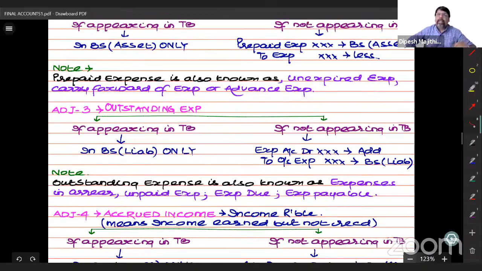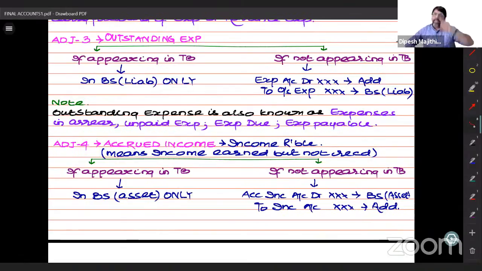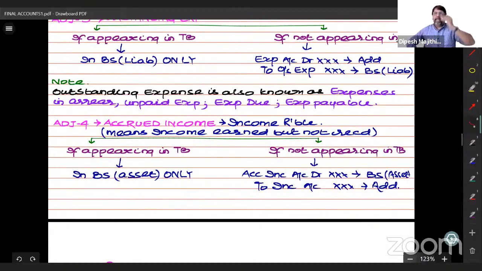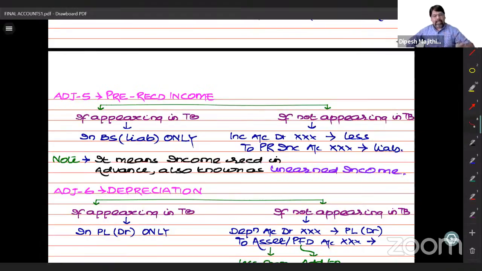Different names. Accrued income, income earned but not received. This year we have earned, but we have still not received. It is an asset. So appearing in trial balance, only balance sheet asset. If it is not appearing in trial balance, add it to income and balance sheet asset. Pre-received income, income received in advance. Next year's income received in current year, that is liability. So if it is appearing in trial balance, only balance sheet liability. If not appearing in trial balance, less from income and balance sheet liability.